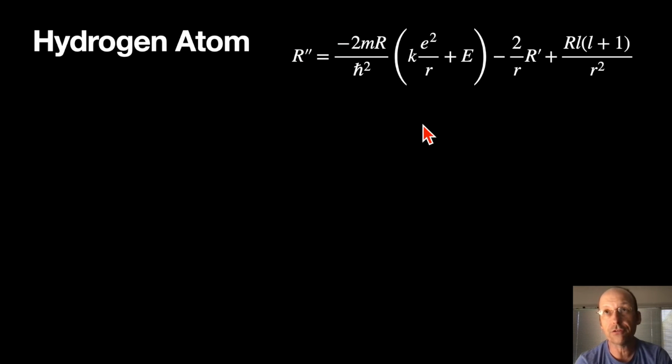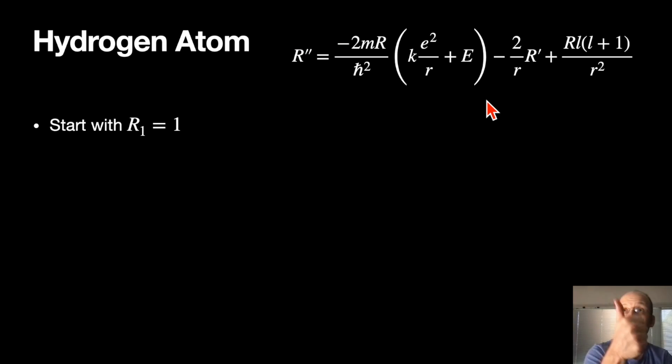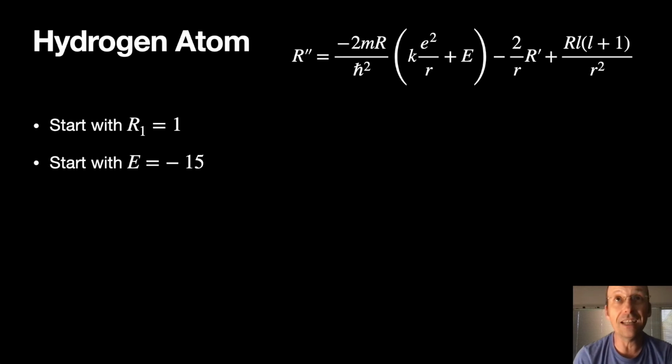Now, let's look back at the hydrogen atom. We're going to do this for the hydrogen atom right there. That's that equation that we had. Nothing new there. I'm going to start with R is equal to 1. And then I'm going to set an energy of negative 15. You could guess, but you know where the energy is supposed to be, right? Negative 13.6 electron volts. You know that. So I'm starting at negative 15, just so we can have somewhere to start.